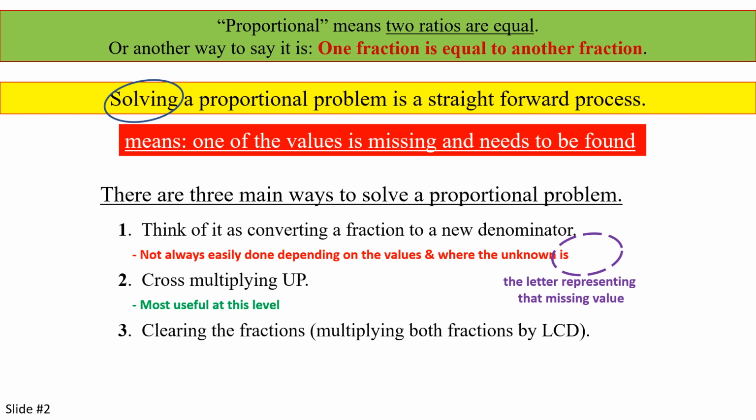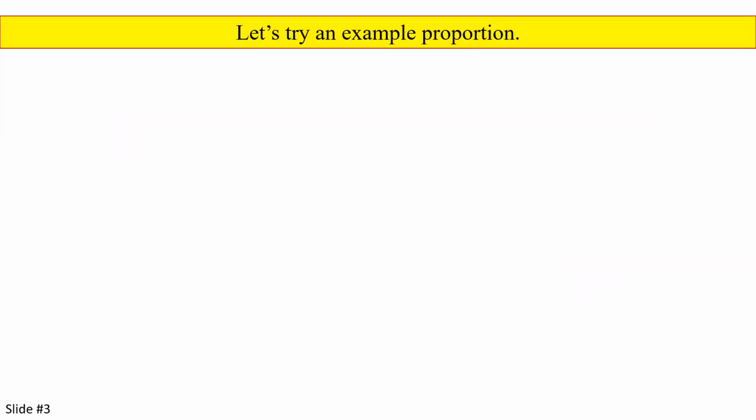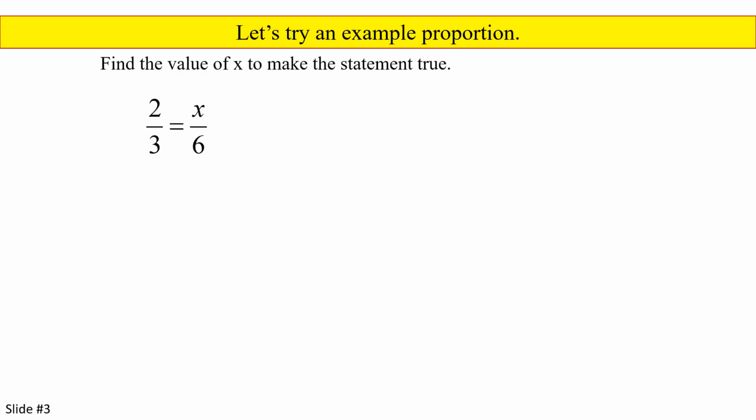Cross-multiplying up is the most useful method at this level. And clearing the fractions is the method used routinely in algebra. We're not going to talk about it in this presentation; there is another presentation on clearing fractions. So let's try an example proportion. Find the value of x to make the statement true.